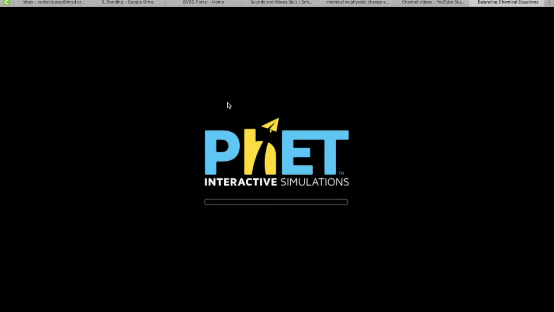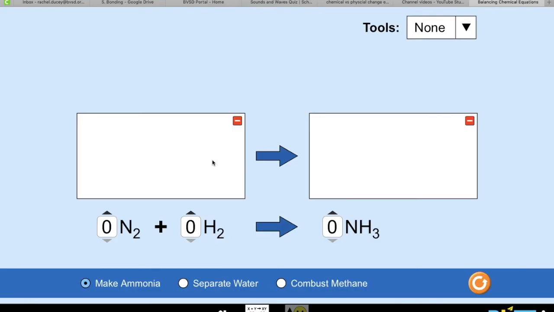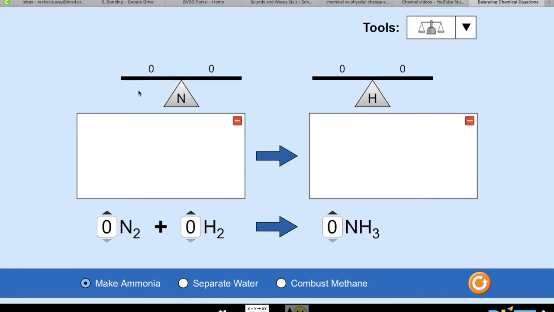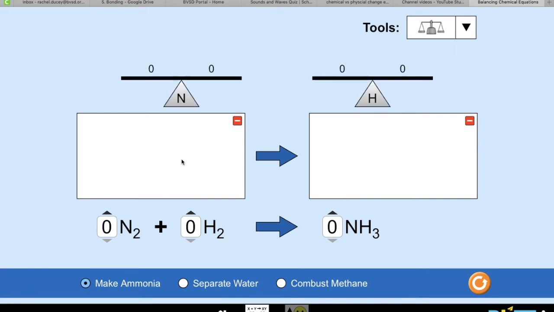Go ahead and click play. And you're going to want to start with the introduction. And you must do these 3 things. You must make ammonia, separate water, and combust methane. You're going to want to use these tools. It depends on how you visually like things. This is a balance that shows you whether or not, as you're adding more and more of these molecules, those molecules are balanced. You could also use this in terms of a bar graph, but I like using the balance.